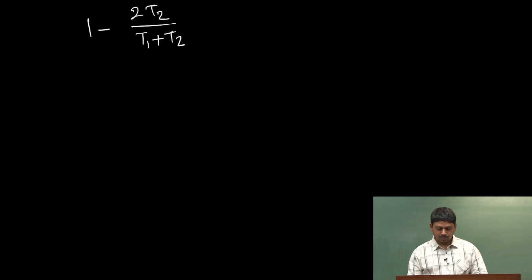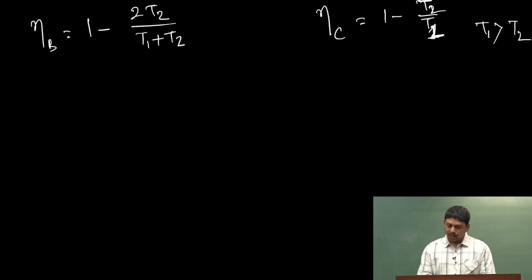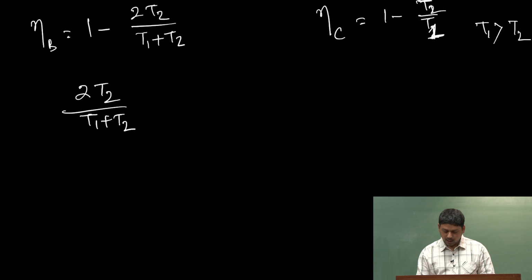So, this is the efficiency of engine B, and the efficiency of a Carnot engine is 1 minus T2 by T1. Now, the difference is that I am adding T2 to both terms, since T1 is larger than T2. Yeah, we can do some analysis here. Let us analyze this quantity, 2 T2 by T1 plus T2. This comes from T2 plus T2 by T1 plus T2.